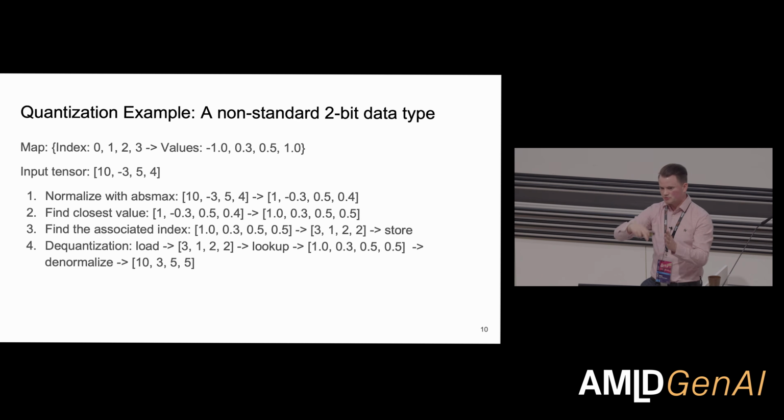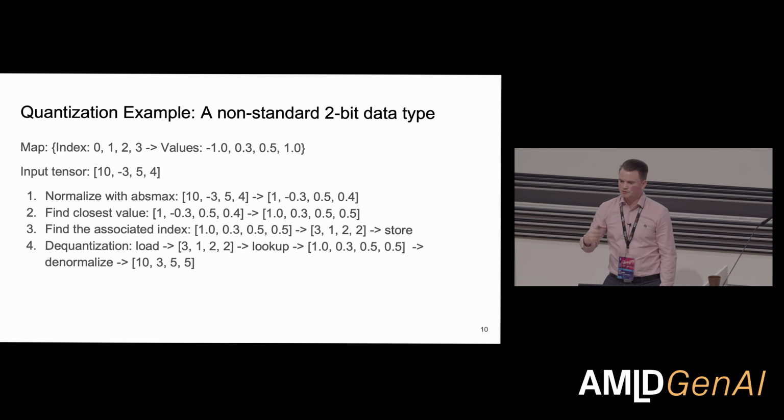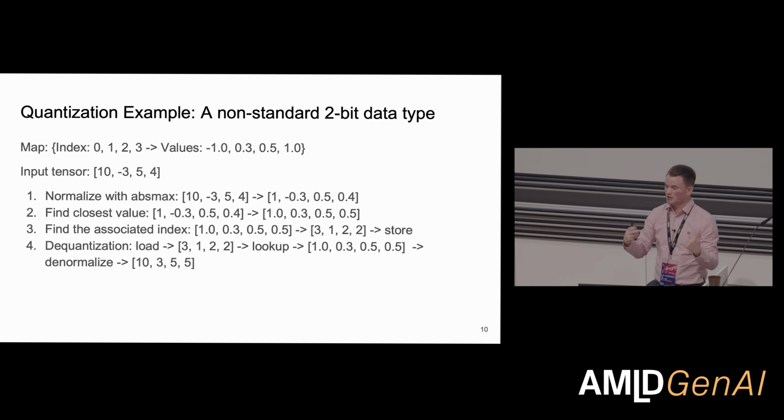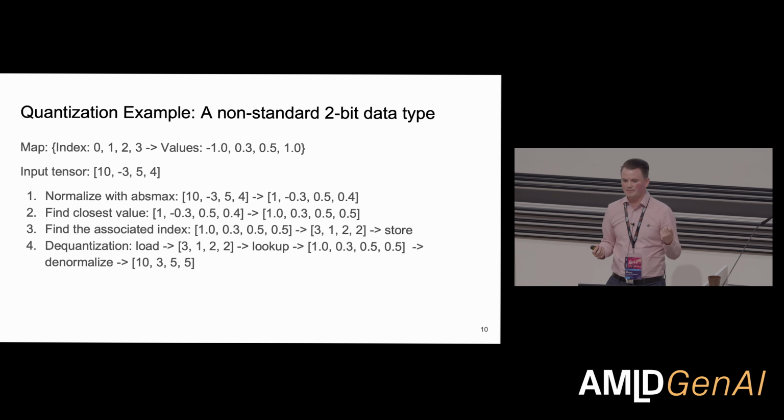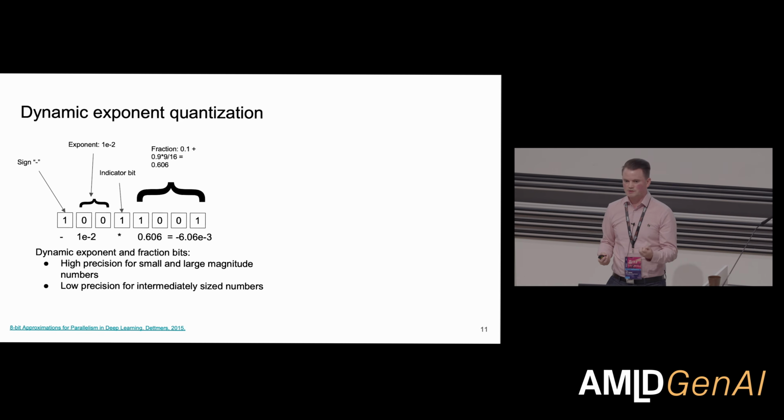And if we now want to undo this and get our original numbers back, what we do is we load the int2 representation, look up the corresponding value in the data type, and then we undo the normalization by multiplying by 10. And so what you see here is that you get 10, 3, 5, 5. And if you compare it to the input tensor, we made one big error. The -3 turned into a 3. And so we see that this data type is not good for this input tensor. And this is sort of the general thinking. If you have a particular problem, you want to design a data type that's really good for this problem.